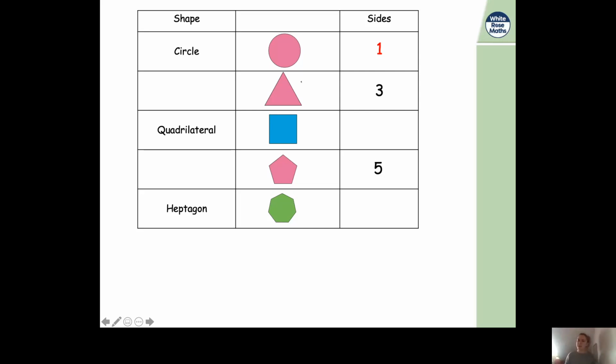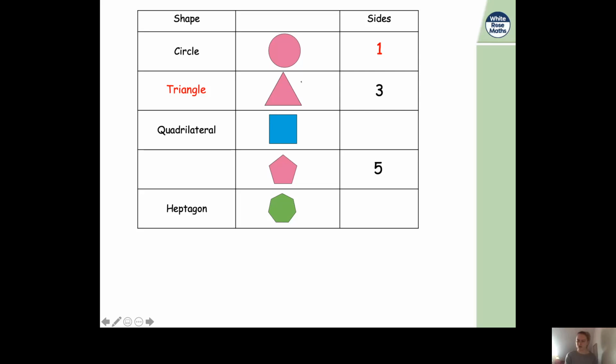Okay, what about the next shape? So we've got the shape and we've got the number of sides it has. Now, what is this shape called? Can you remember from yesterday? Oh, yes, it was like in our flashback, but it's the right way up now. So this is a triangle. Okay, so we've got a circle with one side and a triangle with 3 sides.